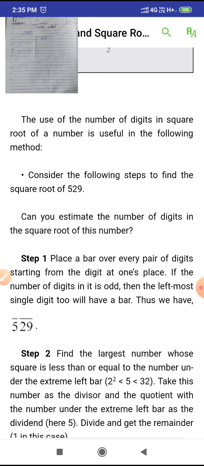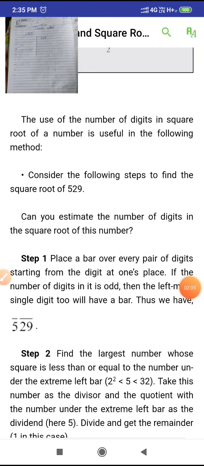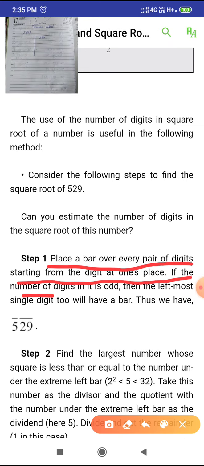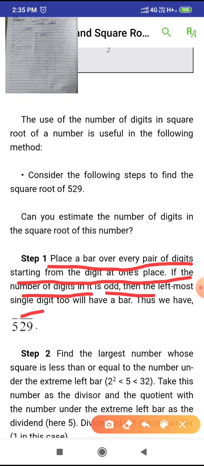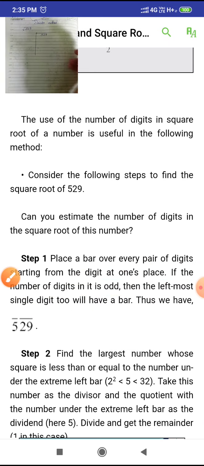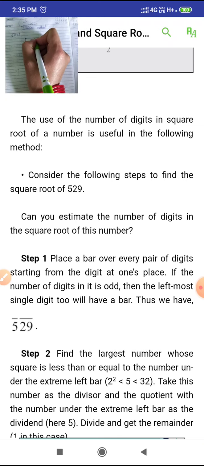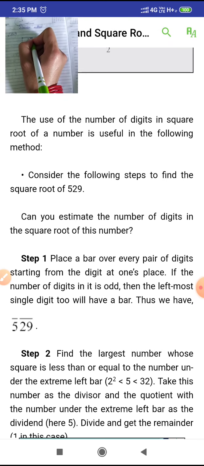Then the first step is to place a bar over every pair of digits starting from the digit at one's place. If the number of digits is odd, then the leftmost single digit, here 2, will have a bar. Thus we have: first we make pairs from the right side. So we put one bar here and a second bar here.